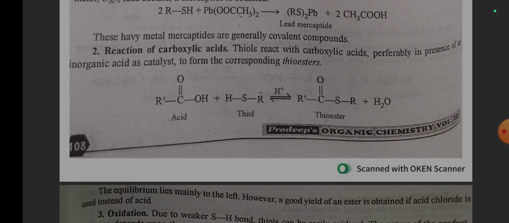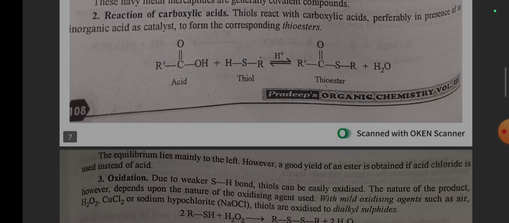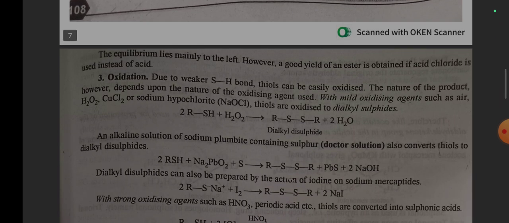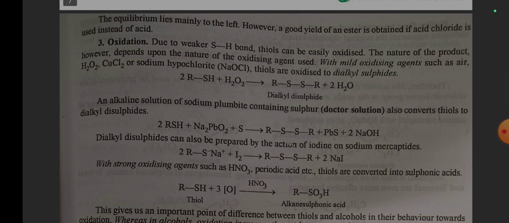Reaction with carboxylic acids. Thiols react with carboxylic acids, preferably in the presence of an inorganic acid as catalyst, to form the corresponding thioesters. The equilibrium lies mainly to the left. However, a good yield of the ester is obtained if an acid chloride is used instead of the acid.